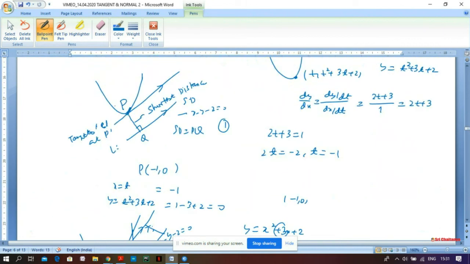I have done a line and a curve. You can also get a problem on two curves, but the principle remains the same. In general, the shortest distance occurs along the common normal, and so for curves we can do this exactly. So that's all for today.